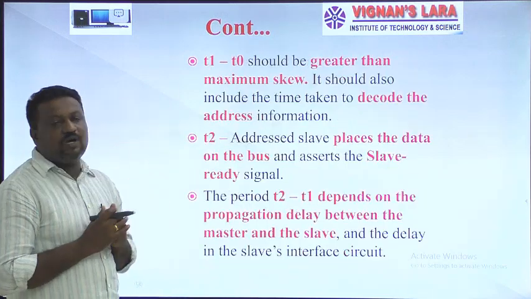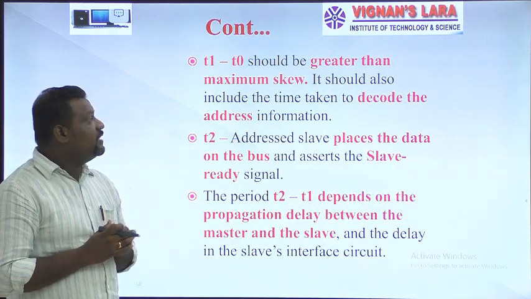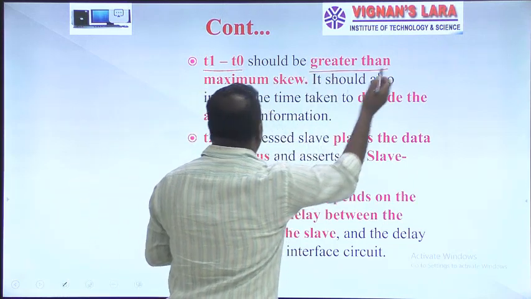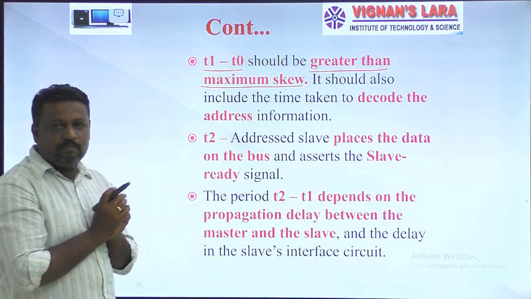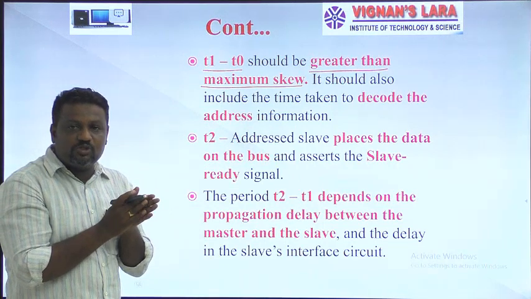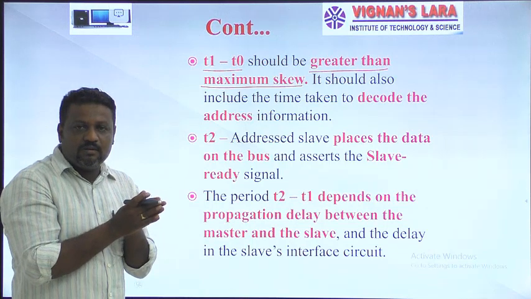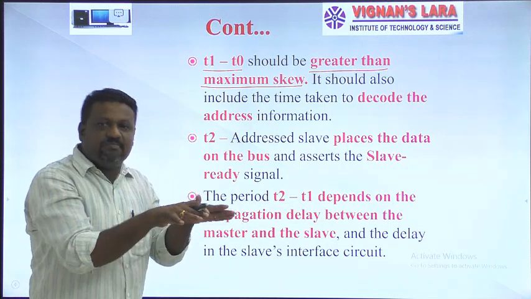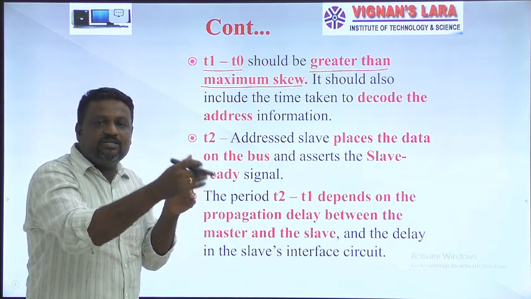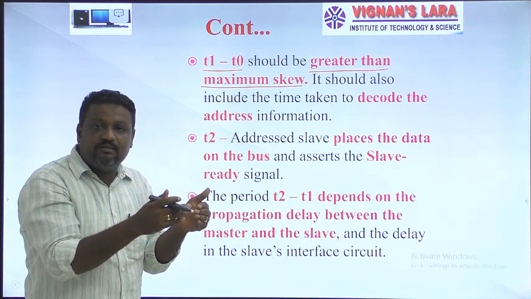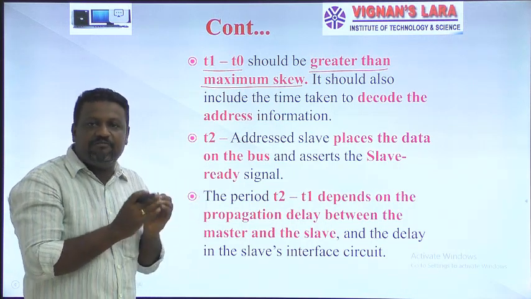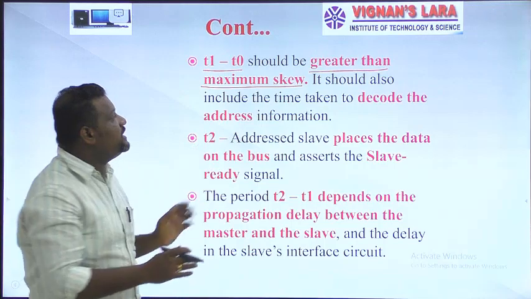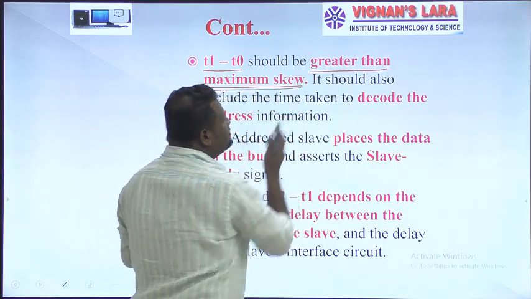Next, the difference between T1 and T0. What the duration is, is very, very important, friends. T1 minus T0 should be greater than the maximum skew. What is the maximum skew? What is the bus skew? We are sending two signals on two different buses. They are traveling simultaneously, but they don't reach the destination in the same time period. The reason for this is that the buses have different speeds. So here T1 minus T0 must be greater than the maximum skew.